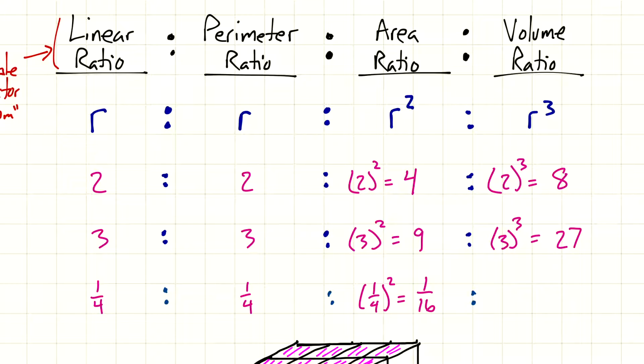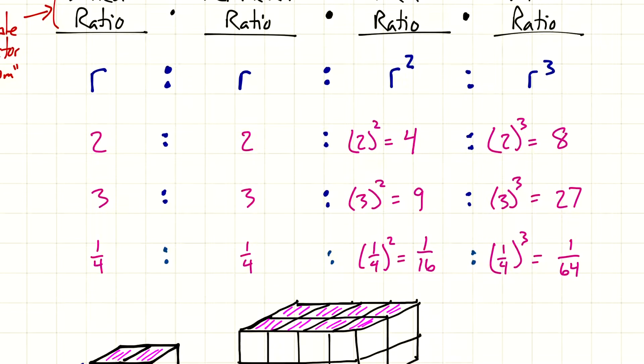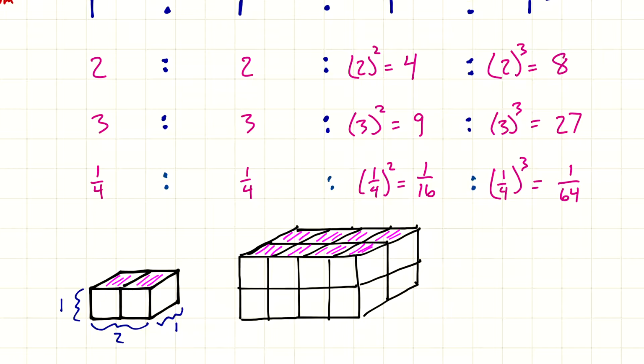All right, let's see if you got this. So I would do 1/4 cubed, and this would end up being 1 over, right? 1 cubed is 1, and 4 cubed, I believe, is 64. Right? 4 times 4 is 16, and 16 times 4 gives us 64. All right, so now we have an idea of how to calculate these ratios. Let's see why we need to know these ratios.